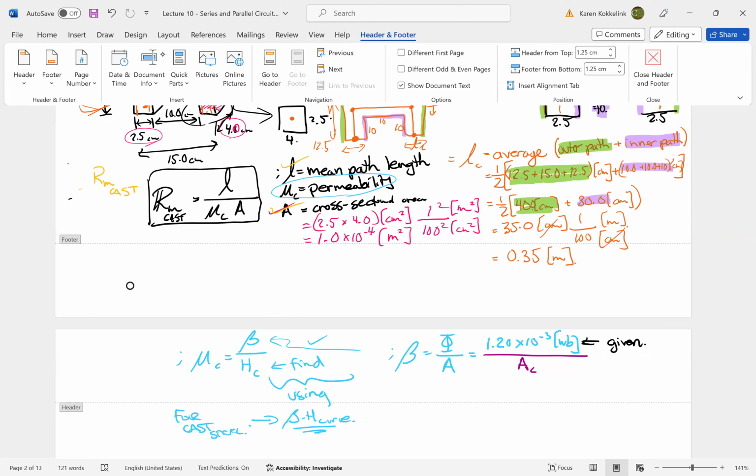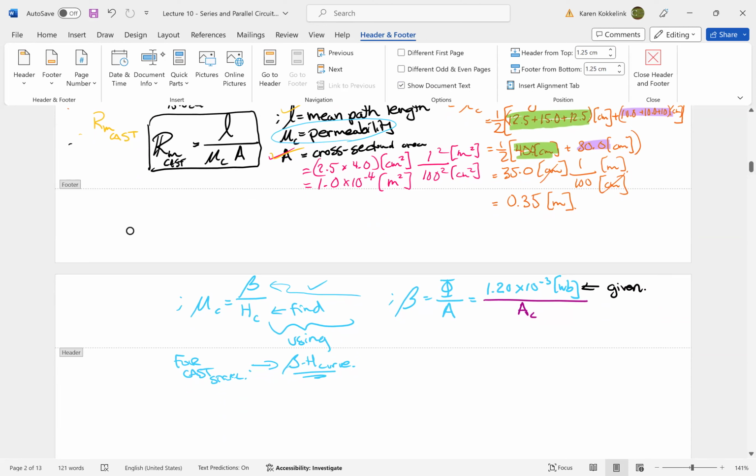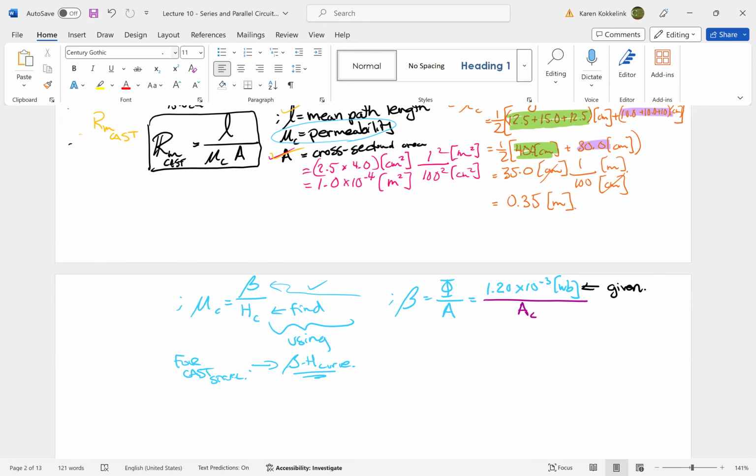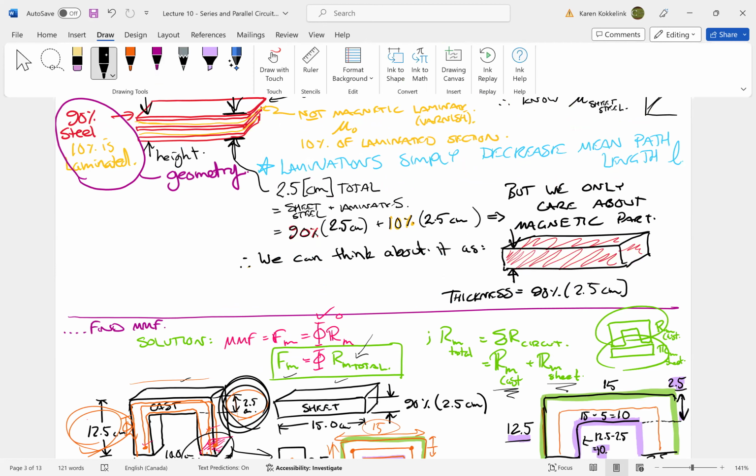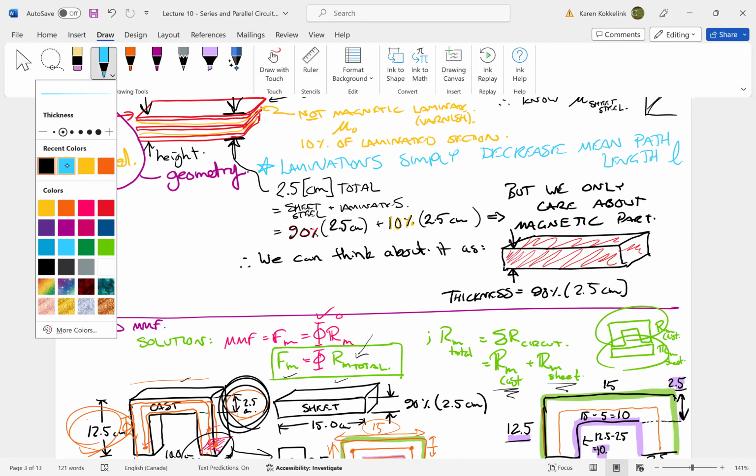It looks like our flux density. Our flux density is taking a look at the cross-section. And we see these lines of flux. Let's draw these lines of flux, maybe in blue.